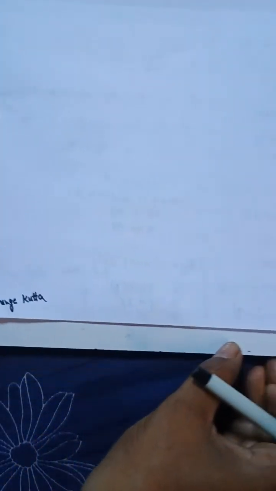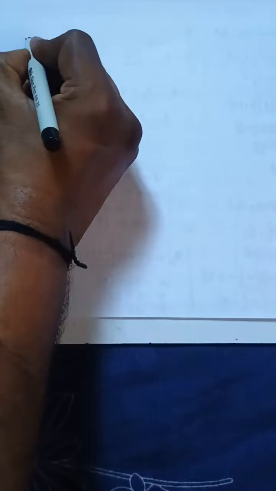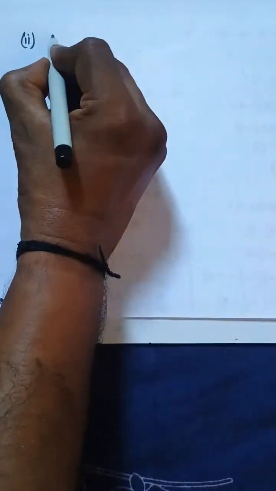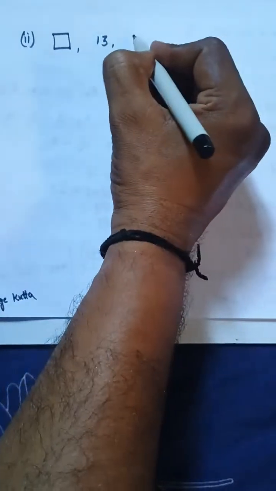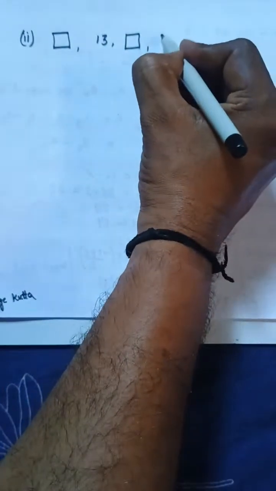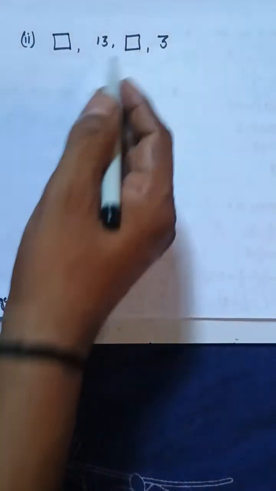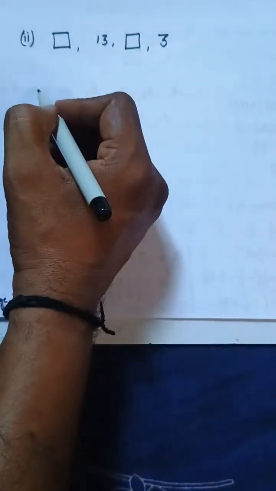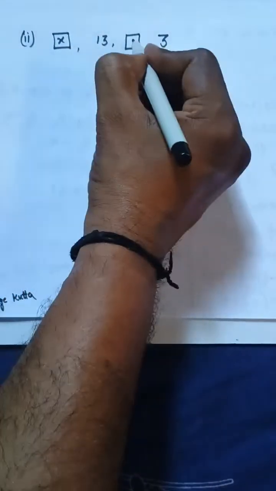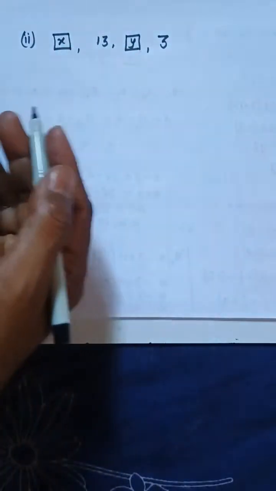So here, the second question. Everyone who is coming, please pay attention to this question. Those who are coming, please solve this question. Suppose this is x and this is y. I can write here x and I can write here y. So what is the value of x and y?